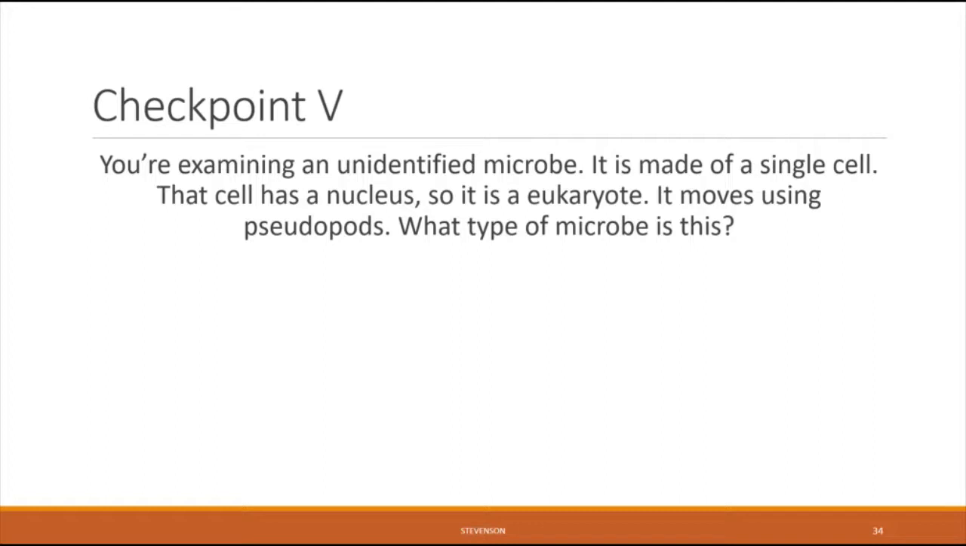So, now that we've gone over almost all of the categories of microorganisms, I'm going to pose a checkpoint to you where I want you to identify the specific type of microbe that we're talking about based upon its characteristics. So, let's say you are examining an unidentified microbe, which is made of a single cell, and the cell has a nucleus, so you know it is a eukaryote. The organism moves using pseudopods. What type of microbe is it?